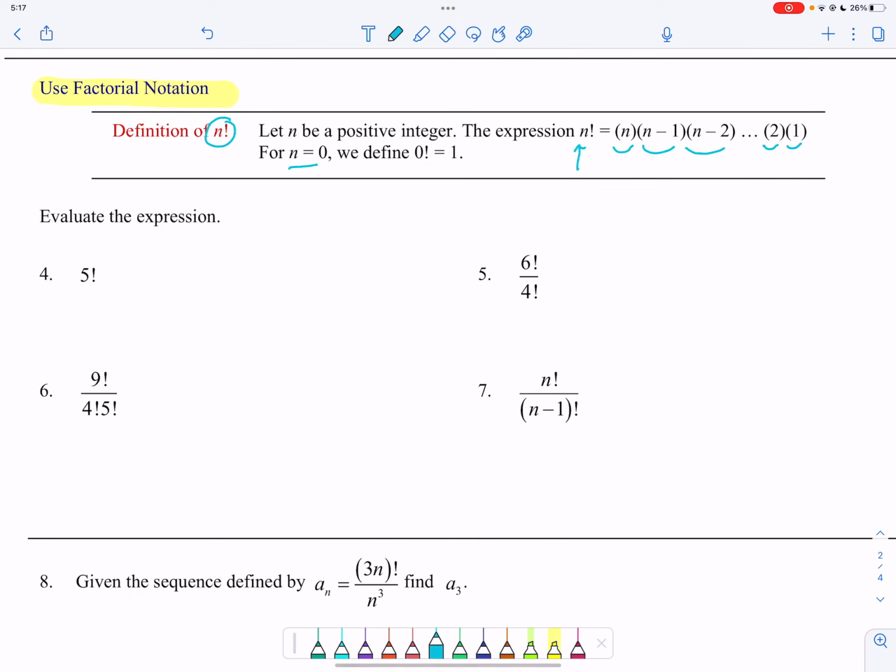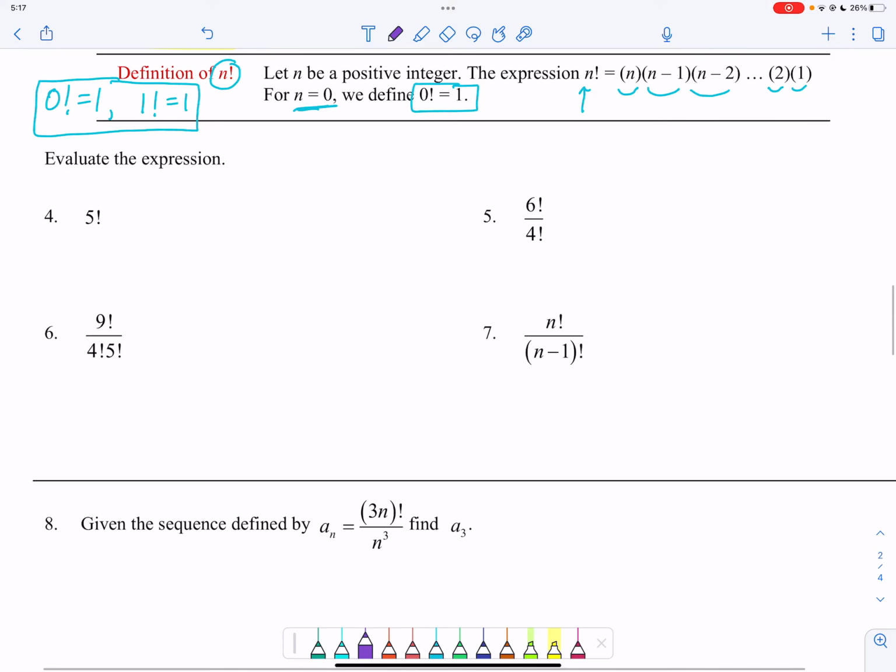And if you have n equal to 0, we do define 0 factorial as 1. So both 0 factorial is 1 and 1 factorial is equal to 1. So you will need to know both of those. Let's go ahead and try one. 5 factorial. So we're going to take 5 and we're going to start multiplying every number below it until we reach 1. And if you multiplied those together, you'd get 120.